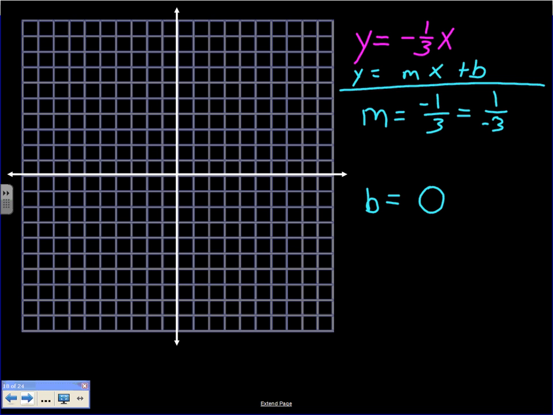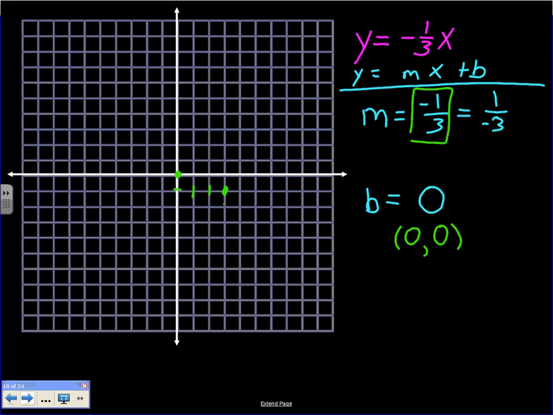So if the y-intercept is 0, that means the y value is 0. What's the x value going to be? The x value is still 0. And that right there is the origin. That's where the y-intercept is. It crosses the y-axis at 0. In your slope, we're going to use this slope here, negative 1/3. So from the y-intercept, right there at the origin, you go down 1 and to the right 3.